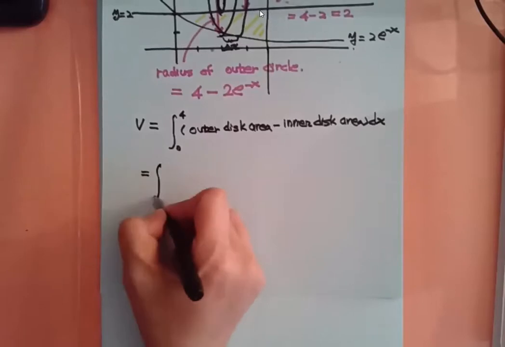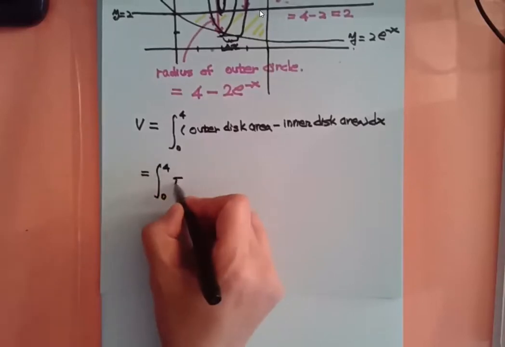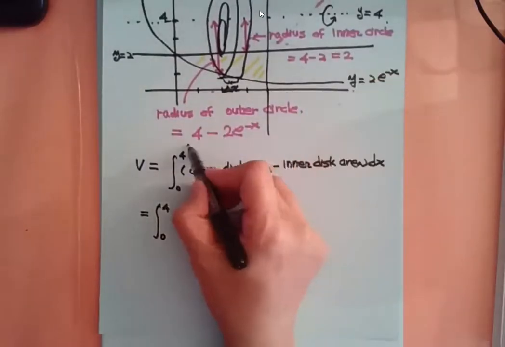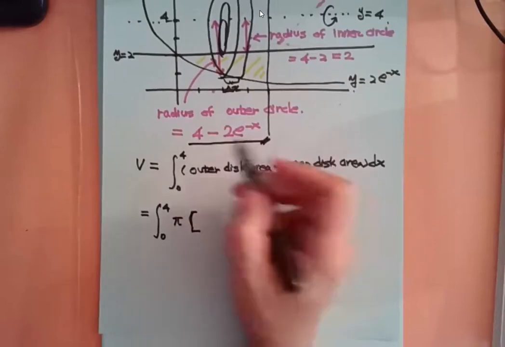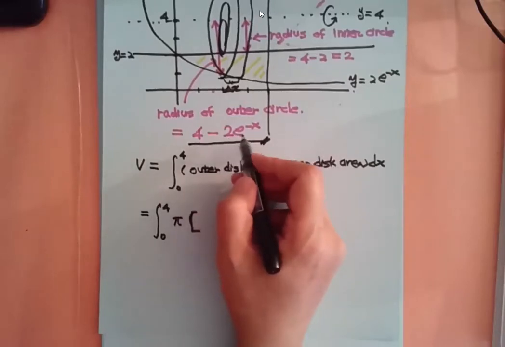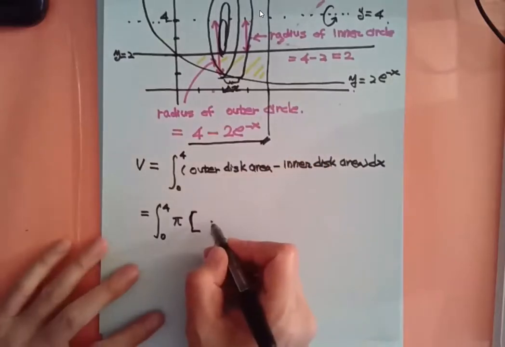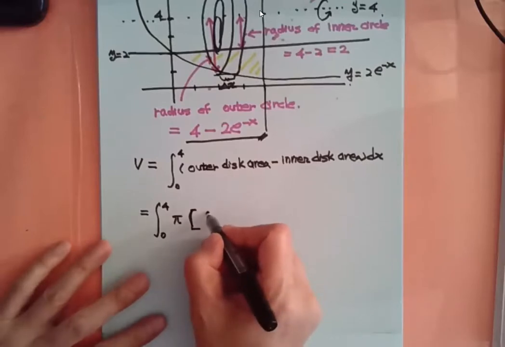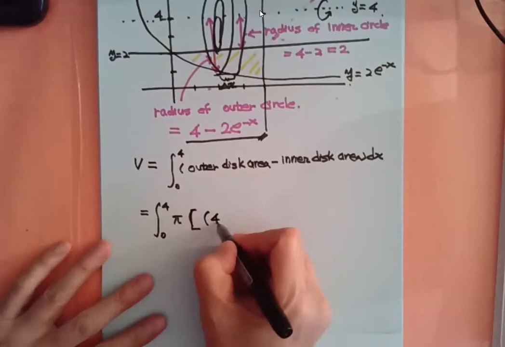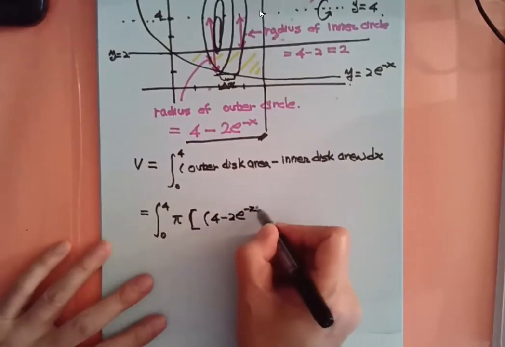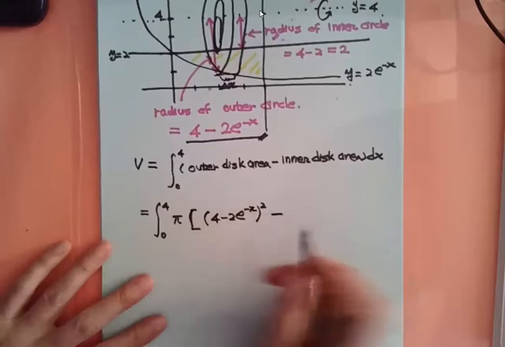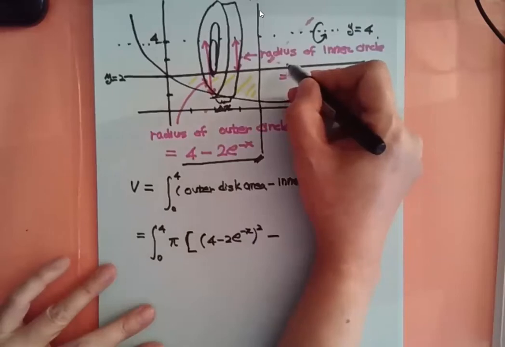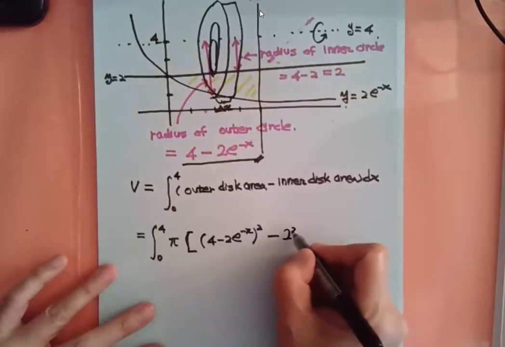So that is integration 0 to 4, pi times the outer disk area, where the radius is 4 minus 2 e to the minus x. So pi times, we will just write down r squared here, 4 minus 2 e to the minus x, squared, minus pi times the inner circle's radius, which is 2, so 2 squared, dx.